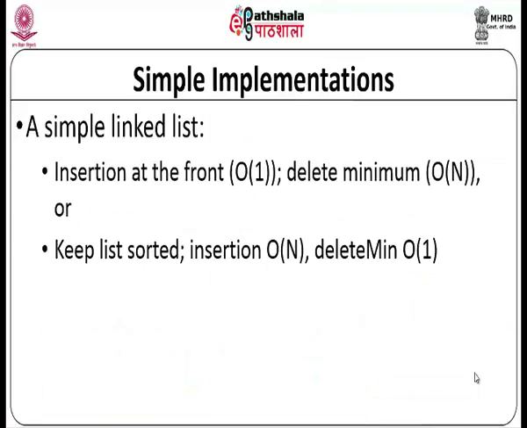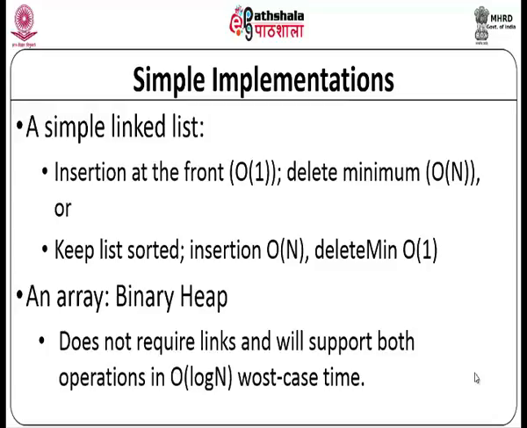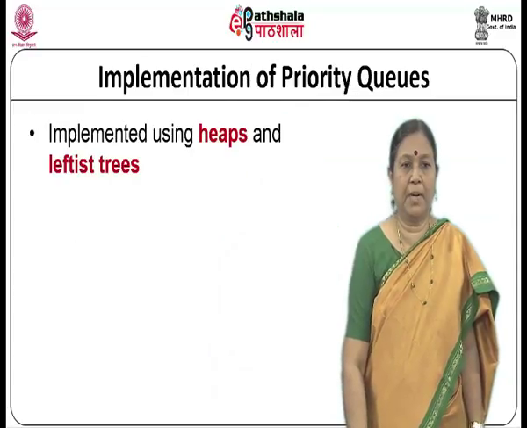There are some simple implementations that are possible. A simple linked list, insertion at the front will be of the order of 1, deleting the minimum will be of the order of n, or you can keep the list sorted, then insertion will be of the order of n and deletion of the minimum will be of the order of 1. Now, why we are talking about deletion of the minimum, we will talk about as we go along. So, an array is a binary heap. It does not require links and will support both operations in the order of log n time, which is the worst case time. Now, let us look at the implementation of priority queues.